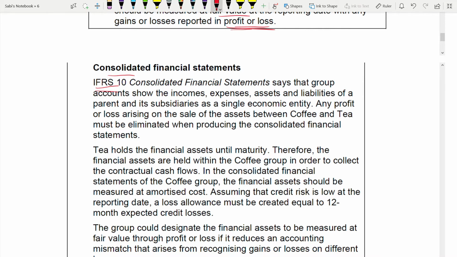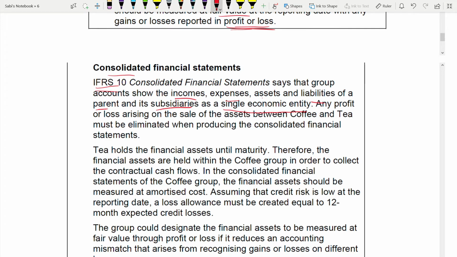Okay. So when you are showing the group accounts, show the income, expense, assets, and liabilities of the parent and a subsidiary. When you are showing the income, that income is of both the parent and subsidiary. Same for expenses, assets, and liabilities. You are adding both parent and the subsidiaries, and they will be in one financial statement. Single economic entity. It will be treated like that.